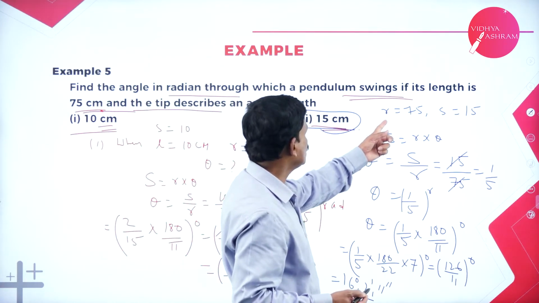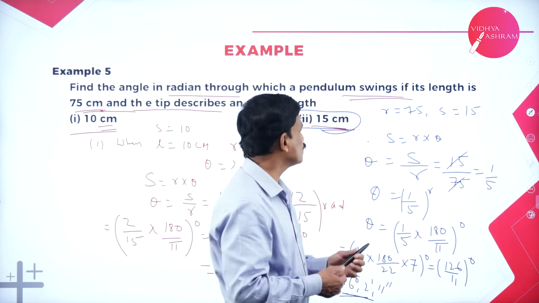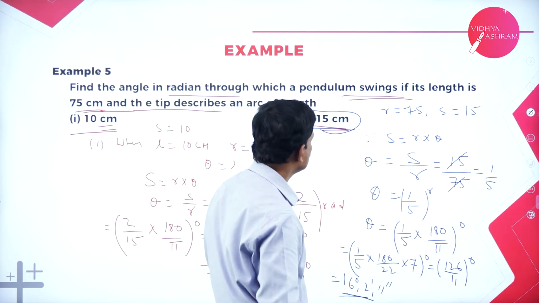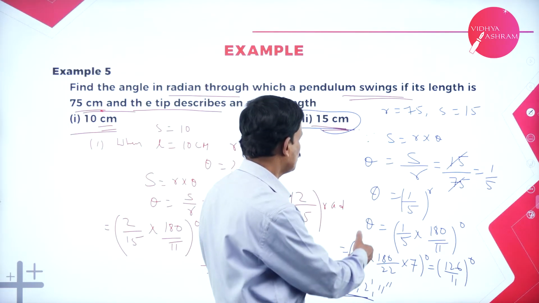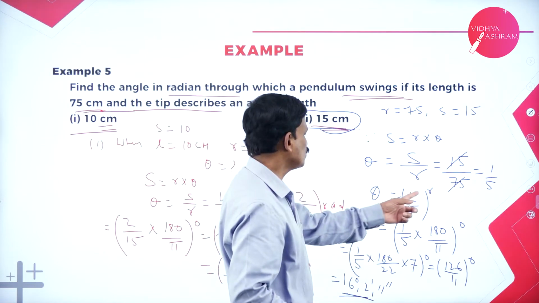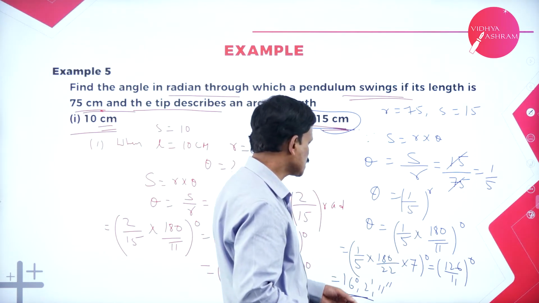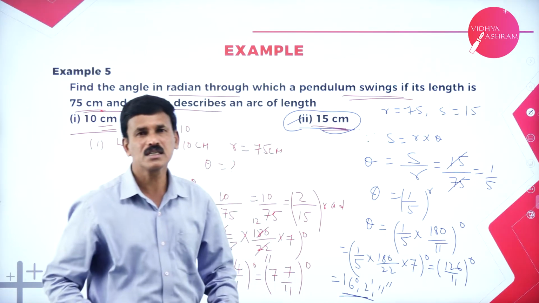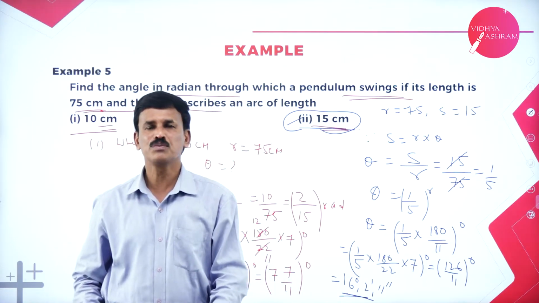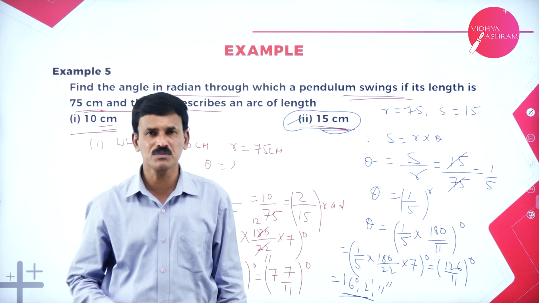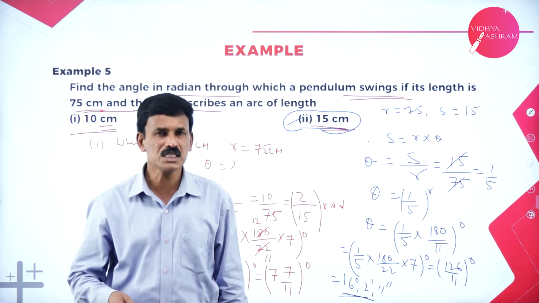Whereas when R is equal to 75 and S is equal to 15, we have S is equal to R into theta, theta is equal to S by R, that is 1 by 5. We will get theta is equal to 1 by 5 radians, which is converted into 16 degrees, 2 minutes and 11 seconds. That's it. Hope you follow. So these are a few types of problems based on the length of an arc of a sector.